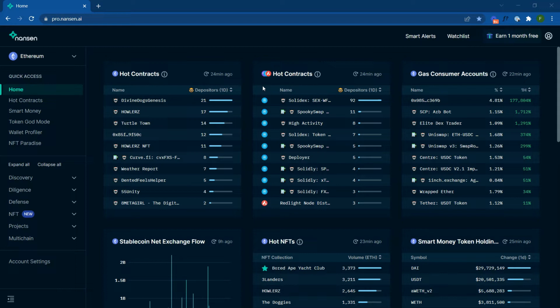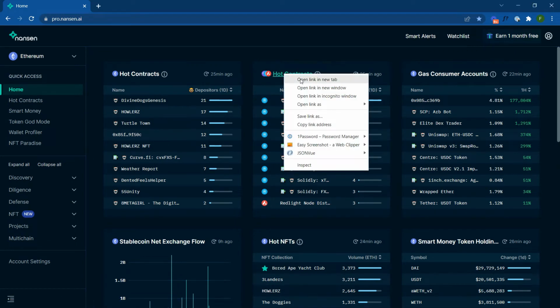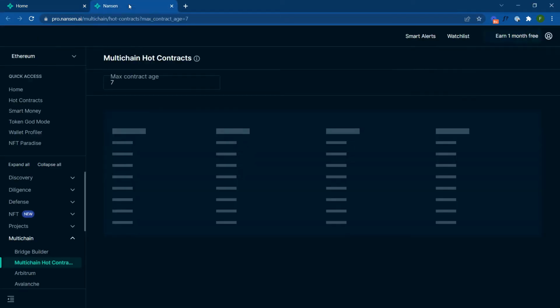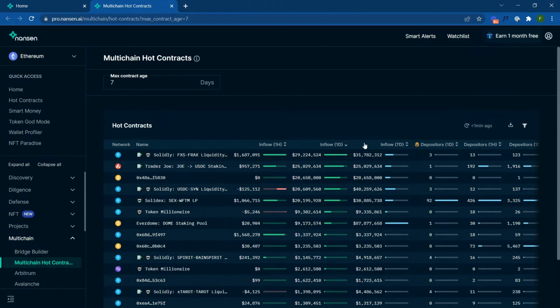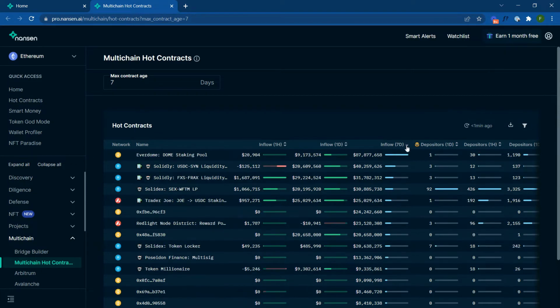To the right, instead, we have the same widget, but covering all the other sidechains. You can see that the different contracts governing the various pools have received deposits from different numbers of smart money entities. If you have the right type of Nansen subscription, you can access the full version of this dashboard. Its default setting is a maximum age of 7 days to ensure you are seeing recently launched pools, but you can change that. Here in the full dashboard, the default of sorting is by the most inflow in the last hour, but you can sort by daily inflows and by weekly inflows too.